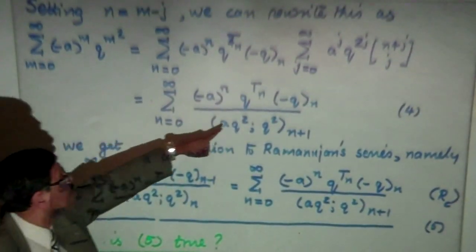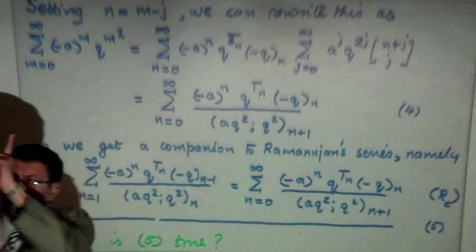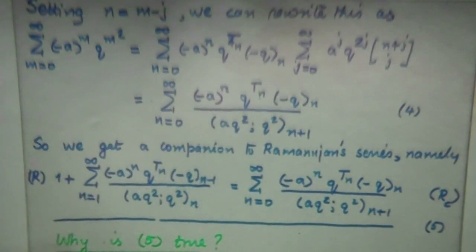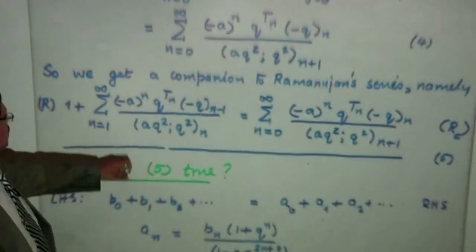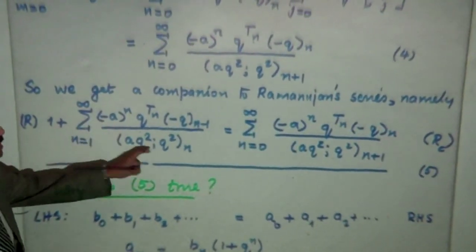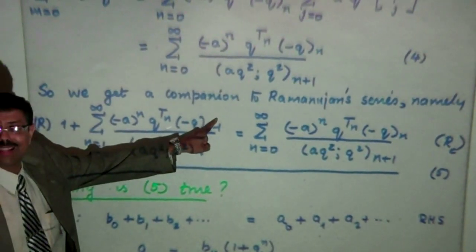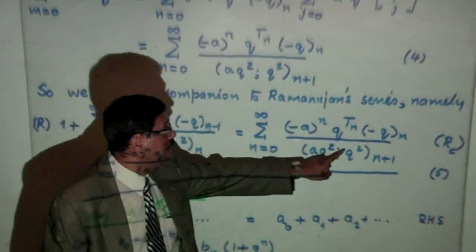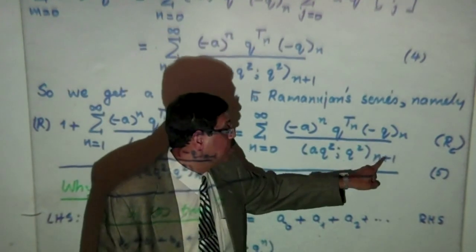I end up with a series which looks remarkably similar to the Ramanujan series, with two small changes. This is Ramanujan's series. There is an n here, there's an n minus 1 there. My series has an n there and an n plus 1 there.